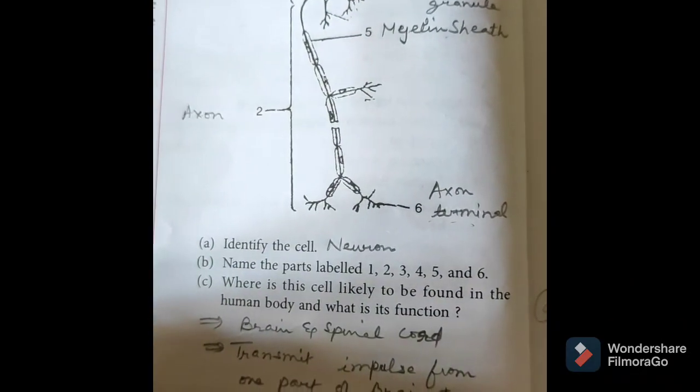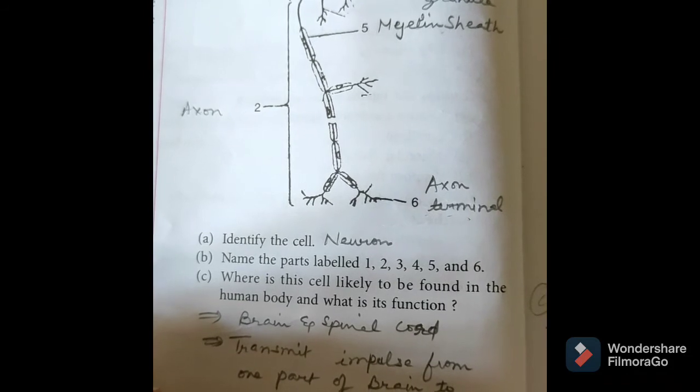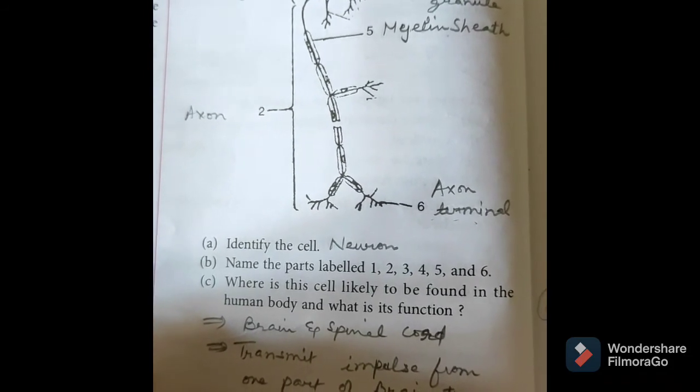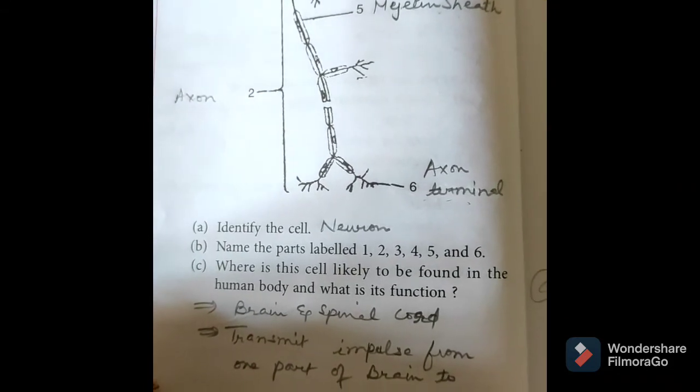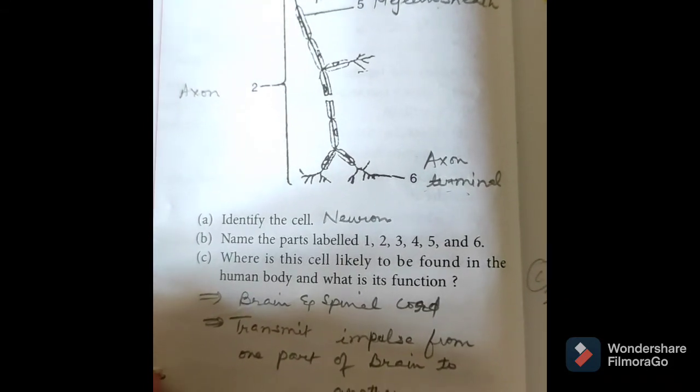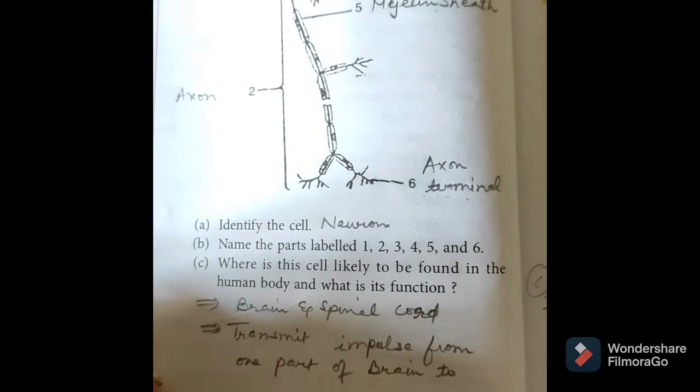Where is this cell likely to be found in the human body? This is found in brain and spinal cord. And its function: it transmits impulses from one part of the brain to another, or you can say from one part of the body to another part of the body.